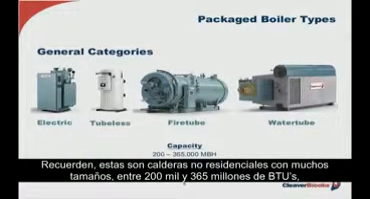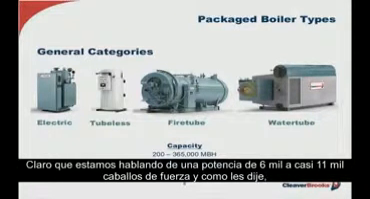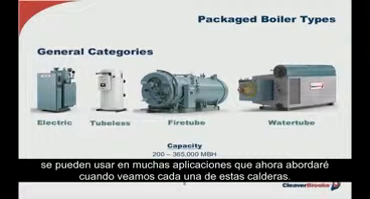These non-residential boilers, I have to stress, in total will span a wide range of sizes from about 200,000 to 365 million BTU, and arrive at the job site as shippable packages. That's a horsepower input range from about 6 boiler horsepower to almost 11,000 horsepower. And as mentioned, they can be applied to a vast array of applications, which I will touch on when we cover more of the specifics of each boiler type.